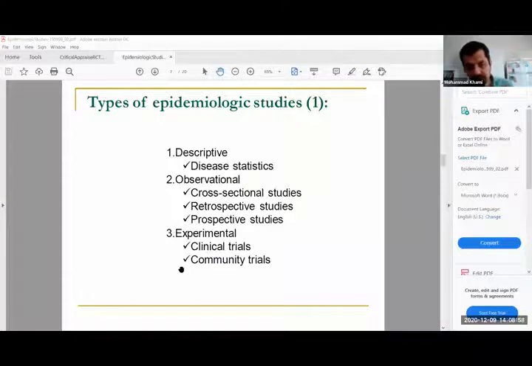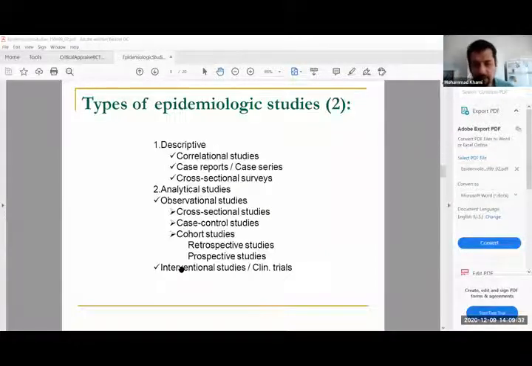But in observational types of epidemiologic studies, you can see here we have three main categories again: cross-sectional studies, then retrospective studies, and then prospective studies. I will explain about these three terms in the next slide because I personally prefer the next classification. Then in experimental studies, we can talk about clinical trials and community trials. We'll go to the next slide. As I told, I prefer this one because it's more comprehensive and more understandable in my mind.